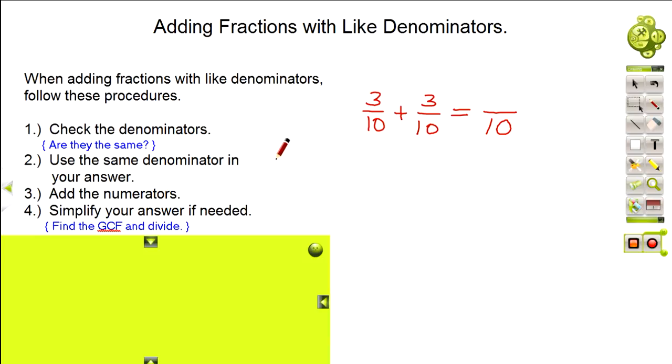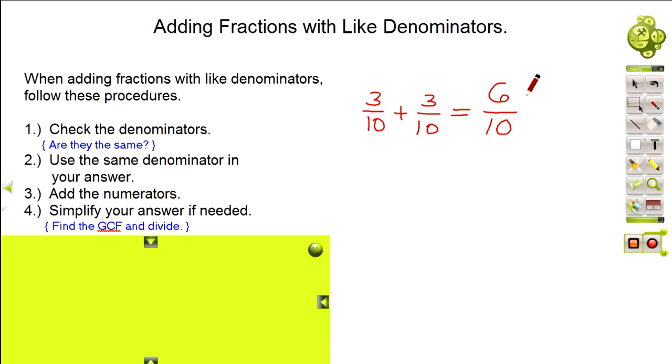We can now go on to step 3. We add the numerators. 3 plus 3 is 6. Now we go on to step 4. Simplify your answer if needed.